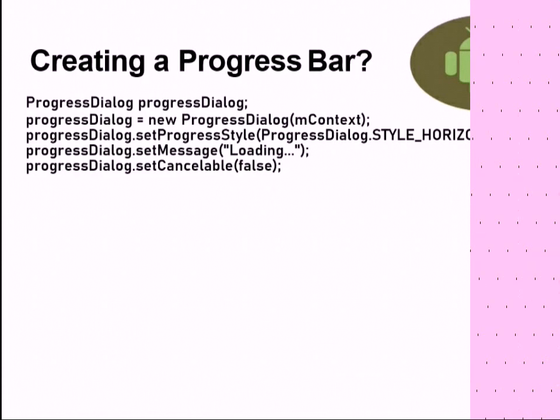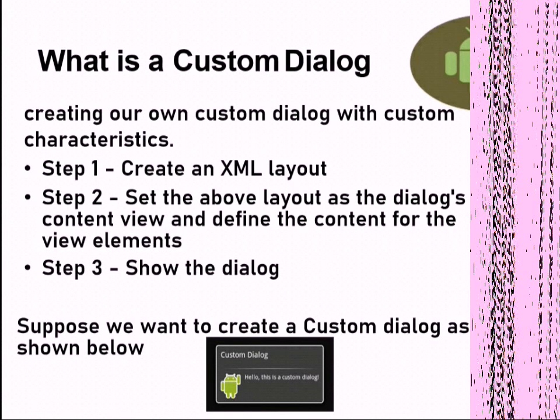So how will you create the dialog? You'll create the progress dialog with the help of the ProgressDialog class. After creating the class, you will set a few properties, like setProgressStyle, which will define the progress dialog style, like whether it's a horizontal one or a spinner mode. It'll also give the message that has to be displayed. And setCancelable is the same as we discussed in alert dialog. The usage is the same. So progress dialog was simple, right?